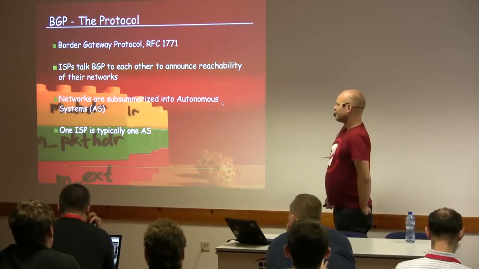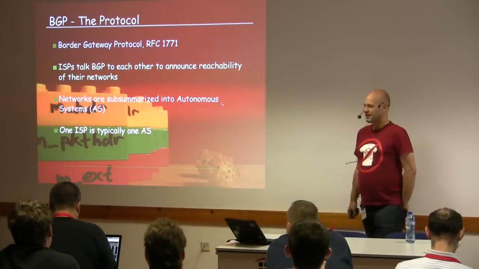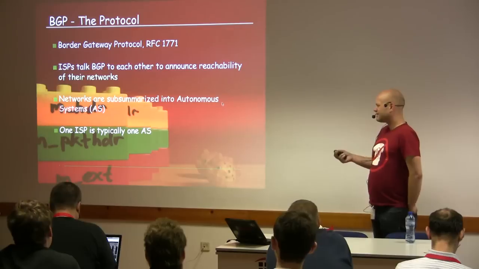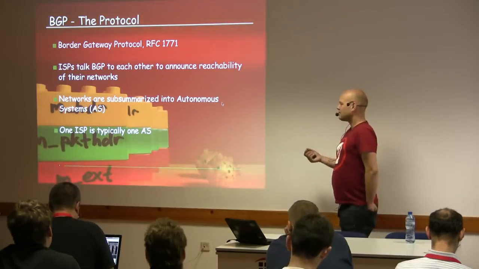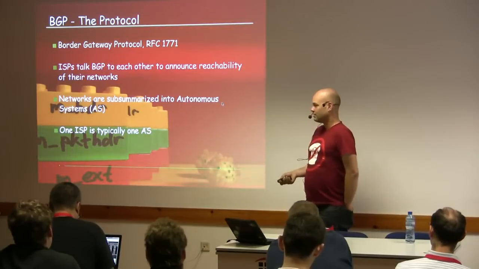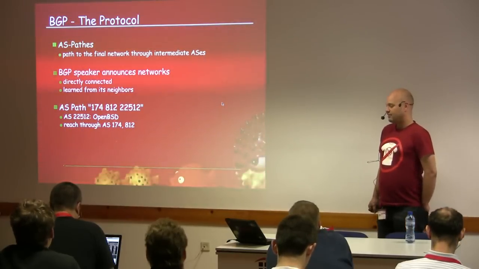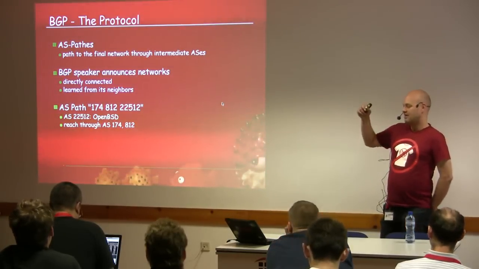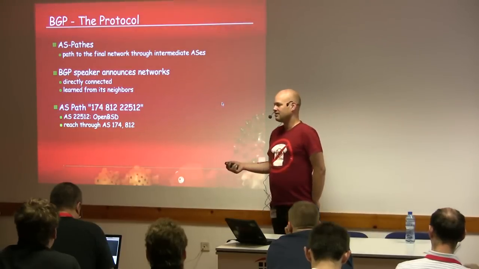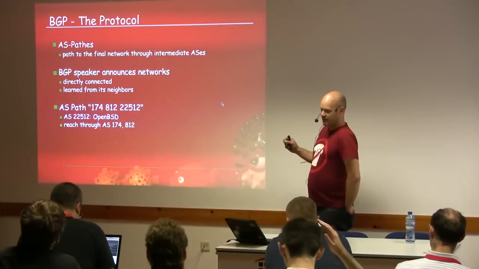Since dealing with that at the network level is a lot of data, like the traceroute style, and it's sometimes inaccurate, you summarize the networks into autonomous systems. So typically, one ISP is one autonomous system. Instead of dealing with IP paths, BGP looks at AS paths. So each and every ISP is just one hop, one AS.